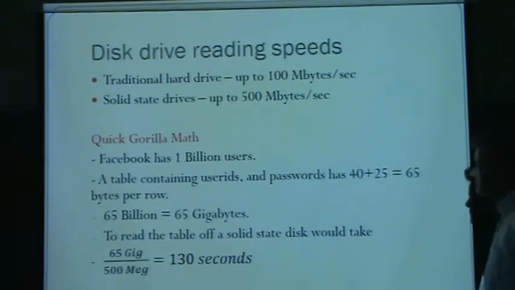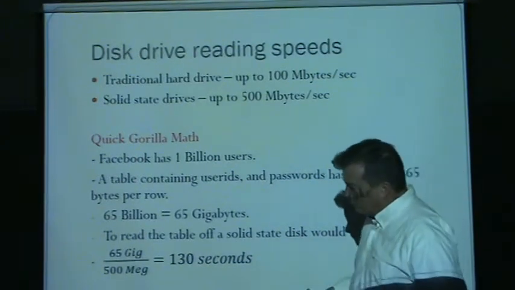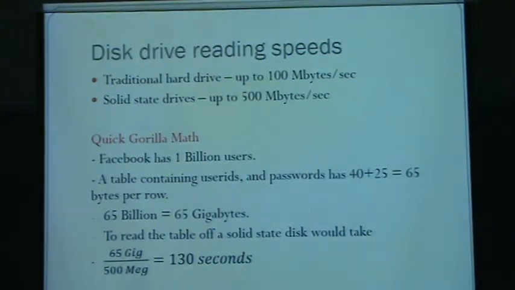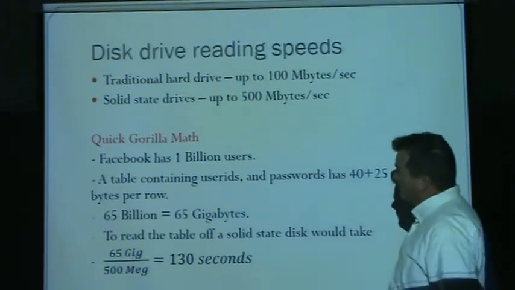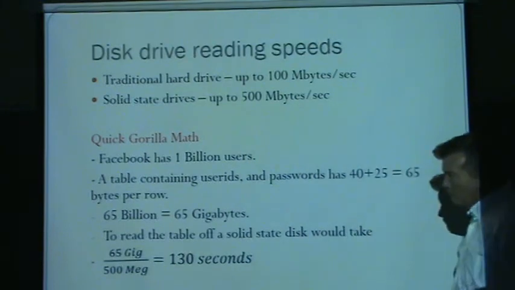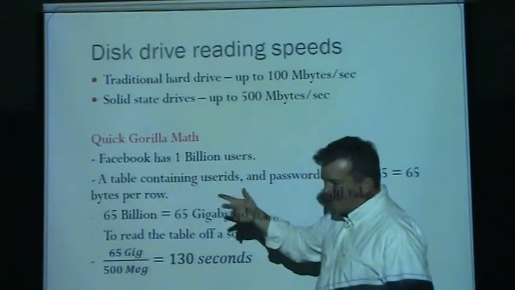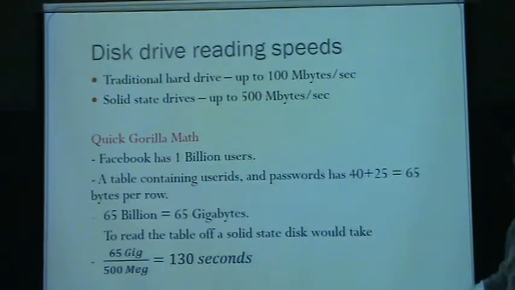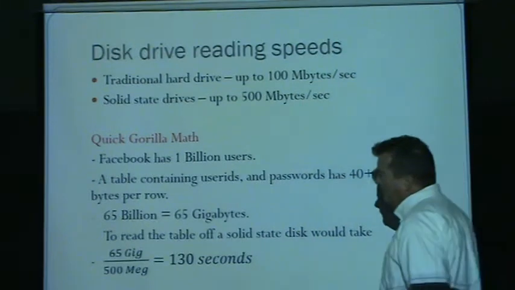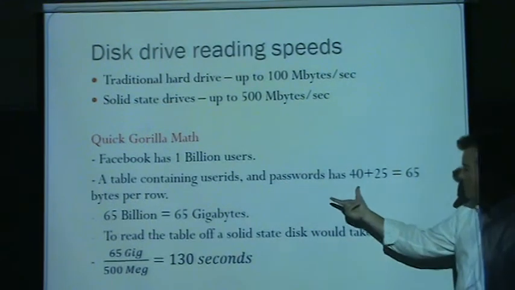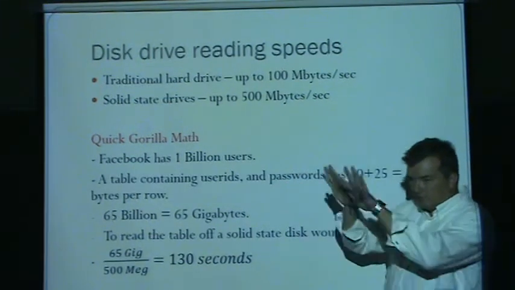Okay. So just an example, we're just going to do some very quick math just to get a point across. Suppose we had a traditional hard drive, and a traditional hard drive these days has a speed of about 100 megabytes per second. A solid state one, a better one, has maybe 500 megabytes per second, can be read. So suppose, for example, Facebook has 1 billion users. It actually has more than that now. But suppose Facebook has 1 billion users, and a table contains the user IDs, which is your email address, and password. Let's say they had a table that had only those 2 columns in it.